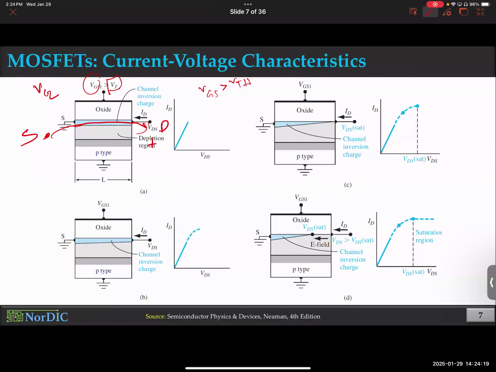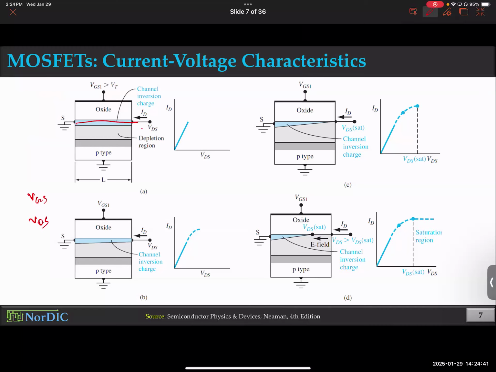So they're independent. You can have VG without VD, and you can have VD without VG. But if both of them are not present, then there will be no flow for sure. So basically you look at VGS, gate to source voltage, and VDS, drain to source voltage. You apply both, then you get current.